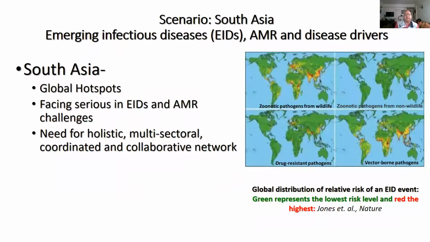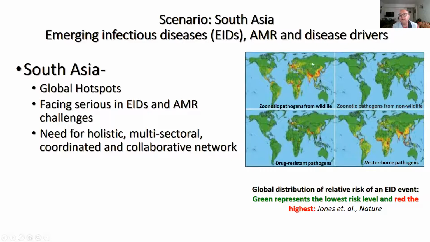Another important part is South Asia. Why? It is a globally recognized hotspot for emerging infectious pathogens. For example, on the right there are four corners. In this corner, zoonotic pathogens from wildlife, the green represents the lowest risk level and the red represents the highest risk. First of all, locate South Asia. Here is South Asia, here is South Asia, here is South Asia.